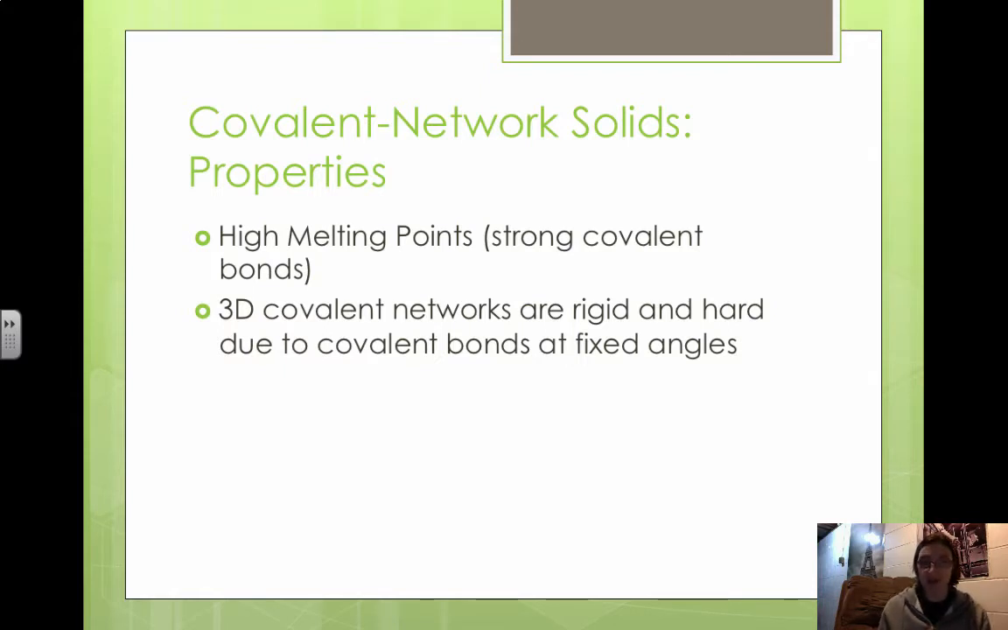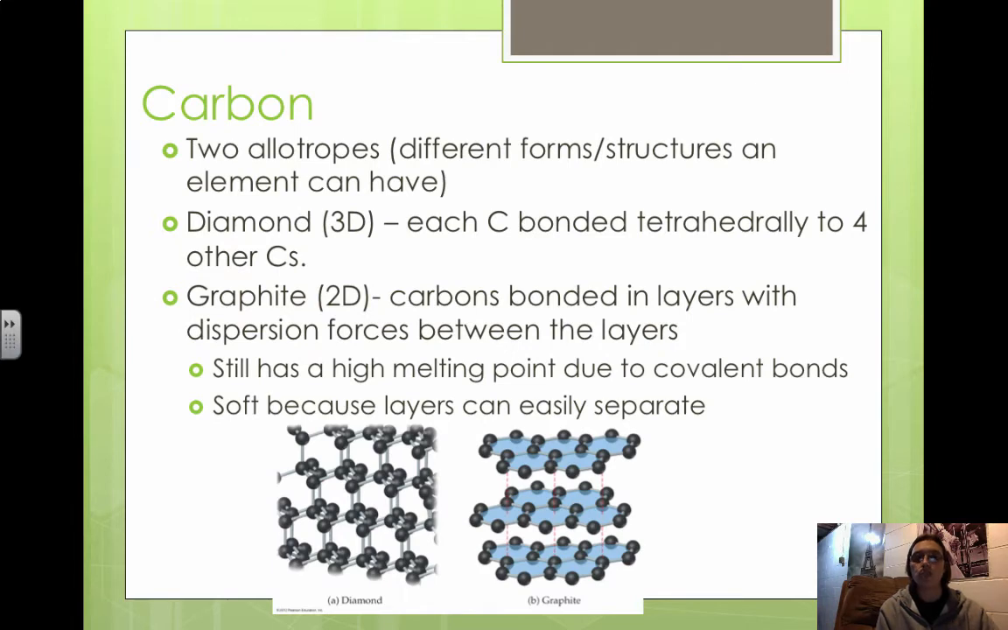So diamond's melting point is actually 3,550 degrees Celsius. Diamond has a very, very high melting point, but it's not ionic. But the reason that it's so much higher than a lot of ionic compounds is because of this extensive network of covalent bonds. The two most common covalent network solids are the two allotropes of carbon.